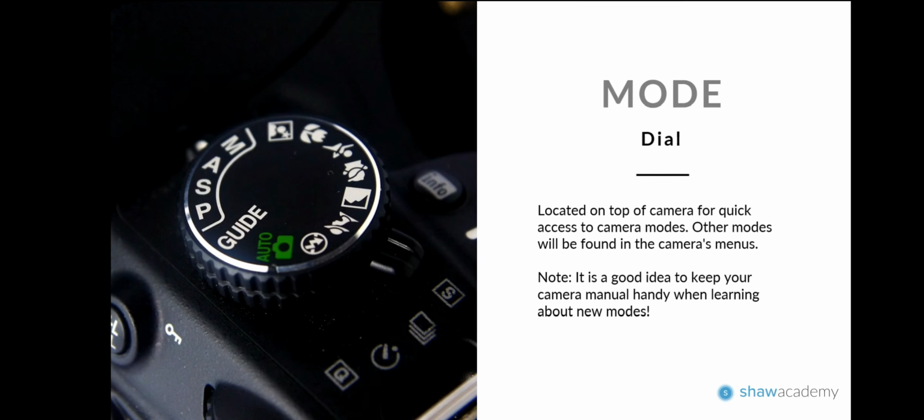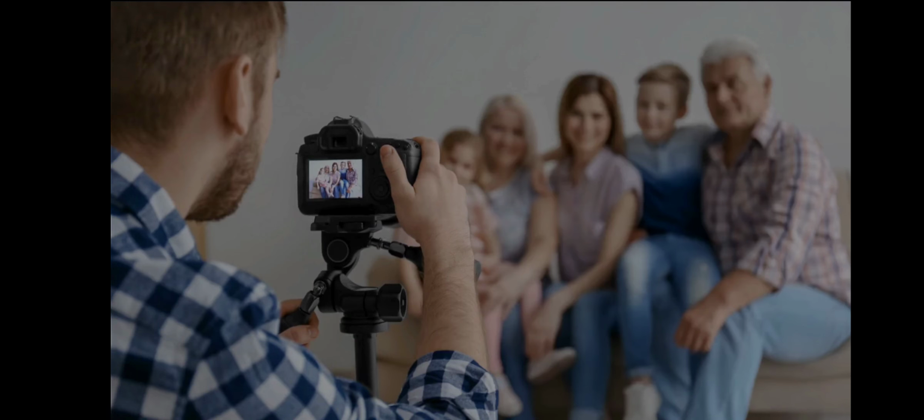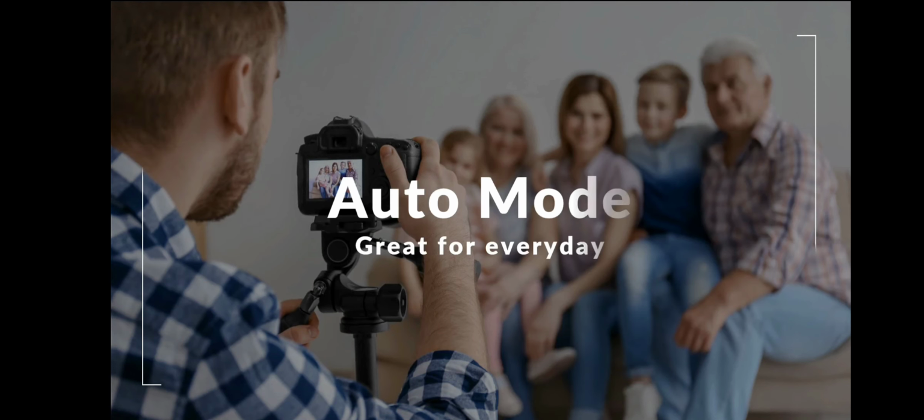Now, not all cameras are designed the same, so it may not be on the top of your camera. It might actually be located in the menu. Do have a look, because a lot of cameras will remove buttons and put them in the menu instead to make cameras smaller and more compact. But generally, the most frequently used modes are going to be found on the mode dial. And it's a good idea to have your camera manual handy as well when you're learning about all these new modes. But the first one to talk about is, of course, the old reliable auto mode.